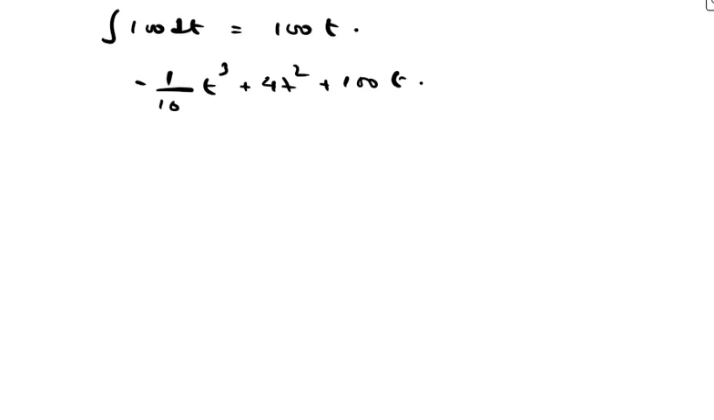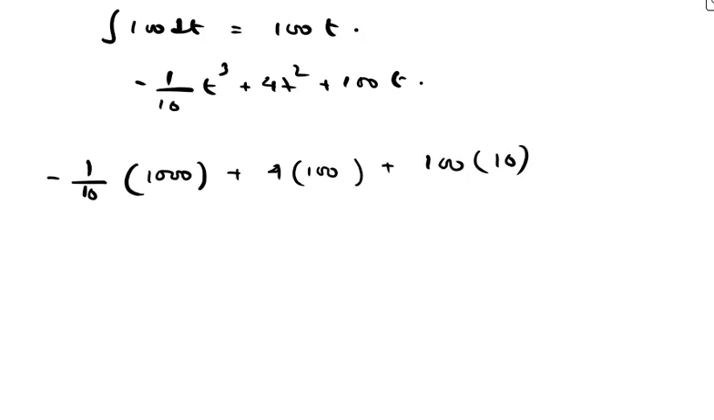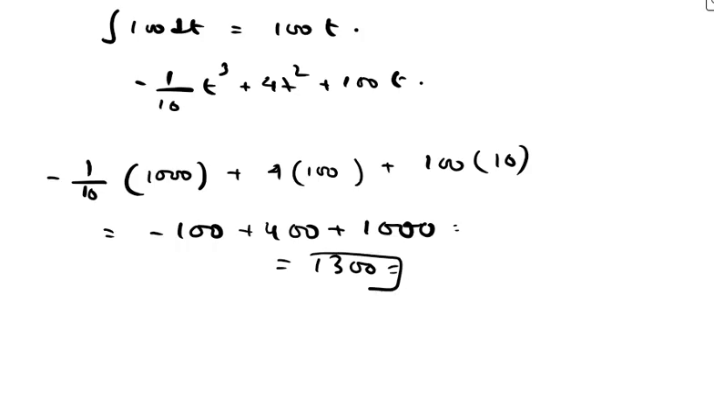Plug in 10. So we get -(1/10)(1000) + 4 into 100 + 100 into 10. That is -100 + 400 + 1000, that is 1300. Now plugging in 0 gives 0. So the total is 1300. So the final answer for part D will be 1300 words.